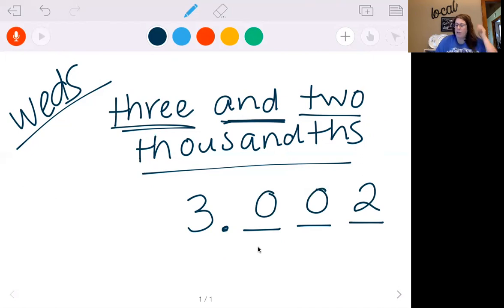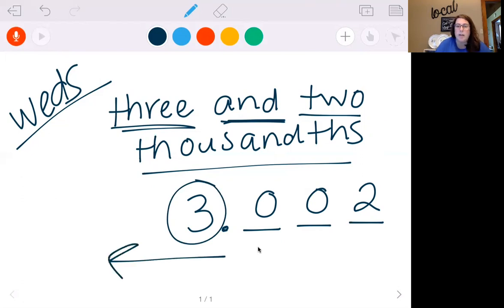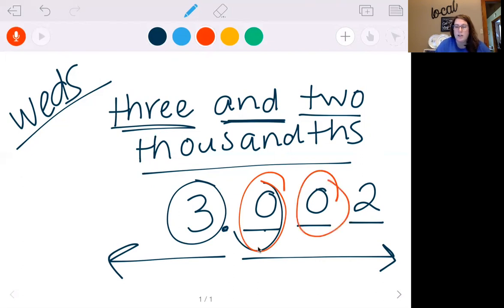So let's kind of look at this again. 3 over here is going to be your whole number. If it comes on this side of the decimal, it's a whole number. This side of the decimal means it's less than 1. This is your 10th place. I'm going to use red actually. That's your 10th place. This is your 100th place. And this is your 1000th place. That's why 2 has to go in this place because it's the thousandths.